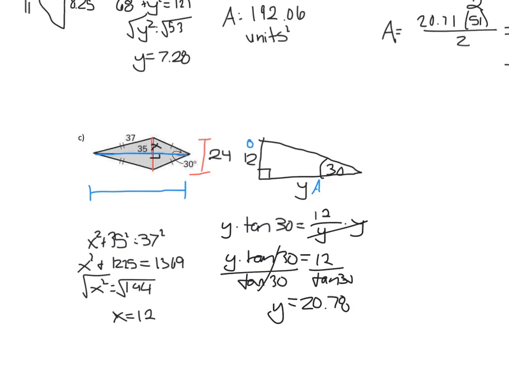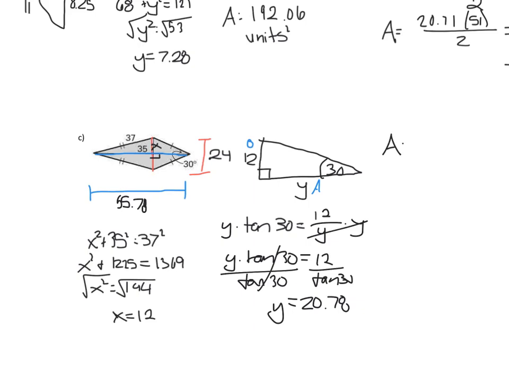So my whole blue diagonal should be my 35 plus that 20.78, which I end up getting 55.78. Okay, I have my diagonals. Nice job. Now let's go ahead and find our area.